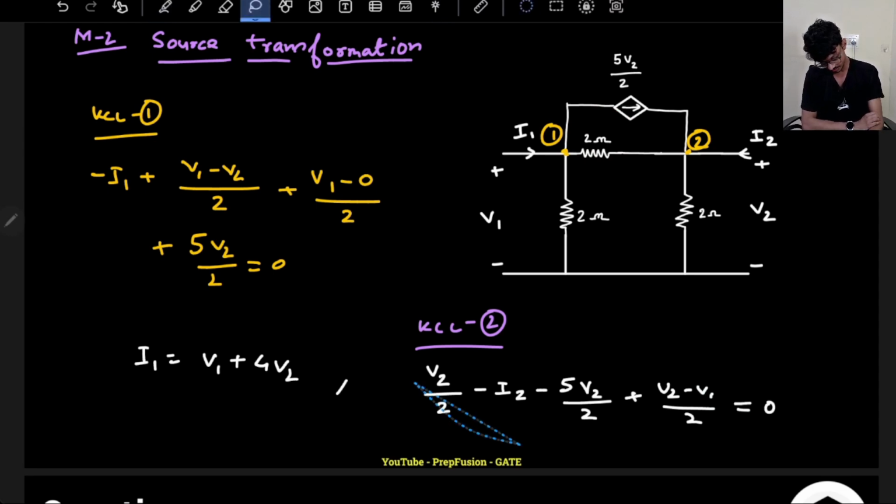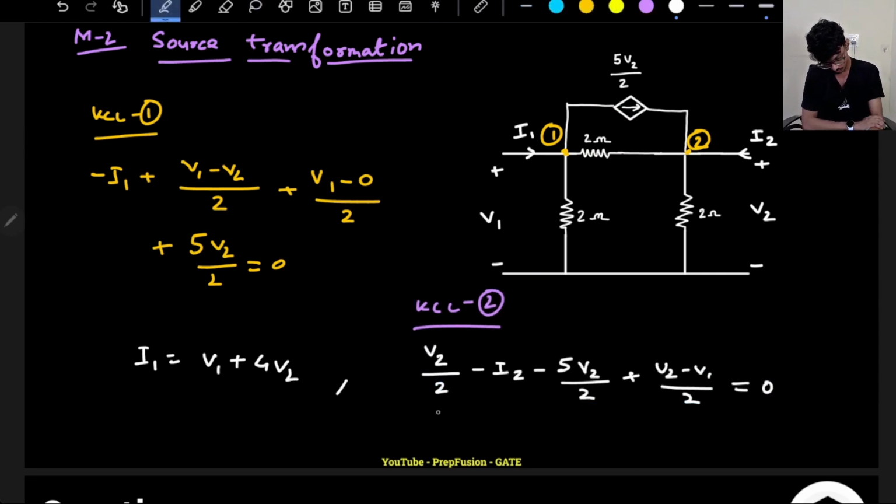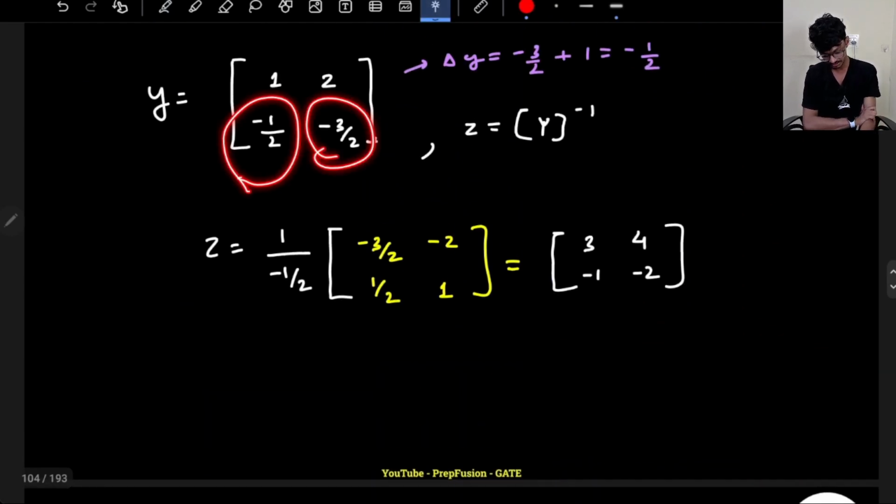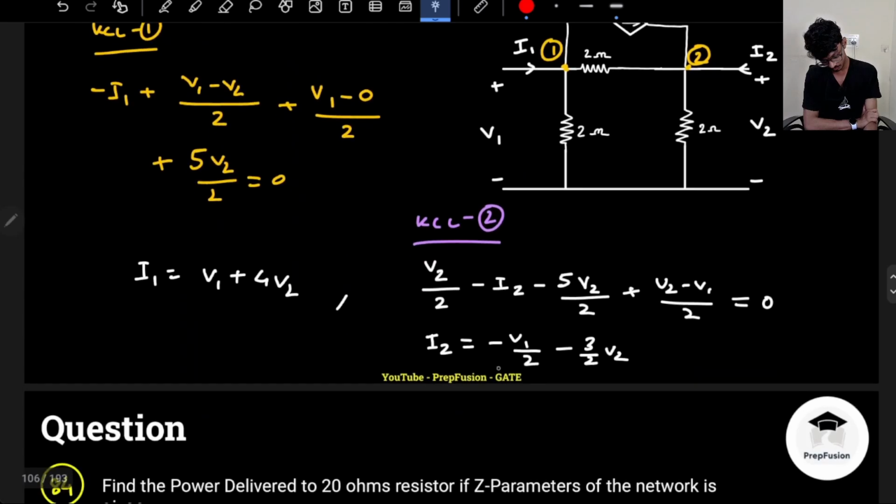Now again if you solve this equation, you will find out your Y parameter. So your I2 will be equal to V2 by 2, V2 by 2, so it will be minus V1 by 2, and this will be minus 2V2, then plus 2. So this will be minus 3 by 2 V2. Isn't that what we found out previously? Minus V1 by 2 minus 3 by 2 V2. So yes, you will find the same value.